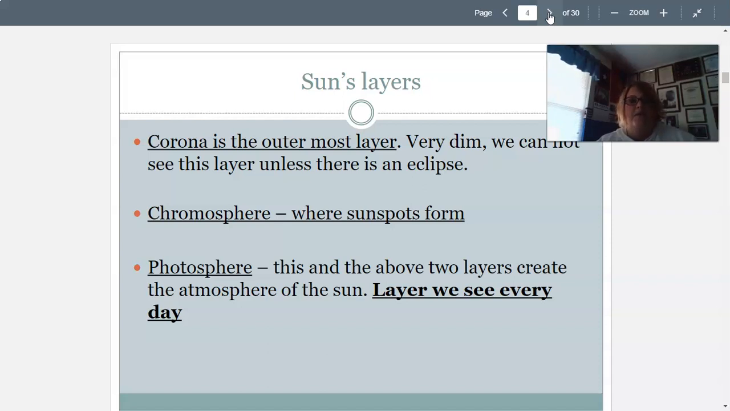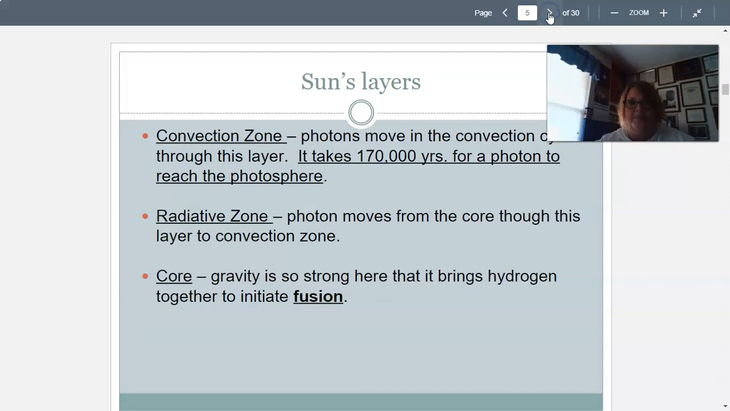Okay? The photosphere. This and the above two layers, so those three layers, the corona, the chromosphere, the photosphere, they create the atmosphere we see. Okay? The photosphere is the layer we see every day. It's the easiest to spot.